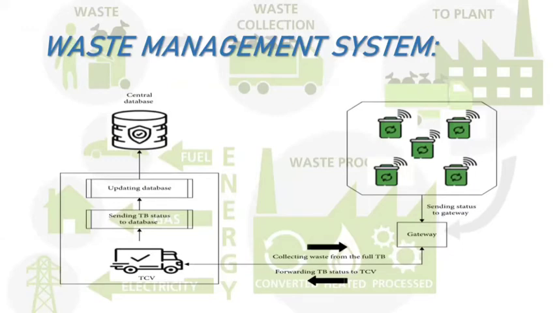First, the status of the garbage trash bins in the smart bins is passed to the gateway. The status is then updated in the central base. Then the central base gives the information to the trash collecting vehicle, which collects the waste from the smart bins.